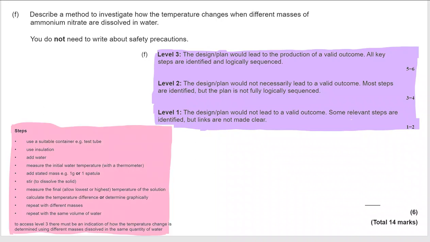So a lot to think about there, a lot to consider, but to get to level 3, leading to the production of a valid outcome, all key steps identified and logically sequenced, there's a lot here that you can logically work through if you have a good understanding of the topic. And that's the end of the question.